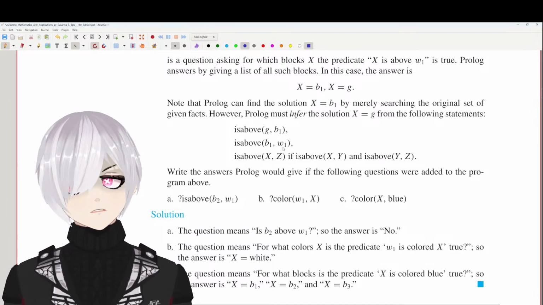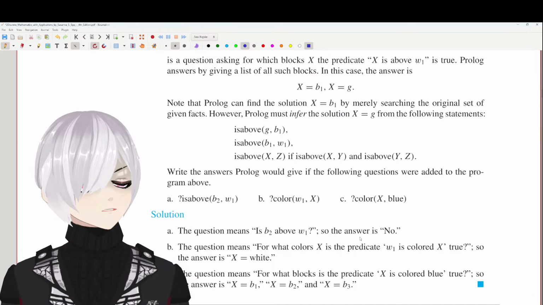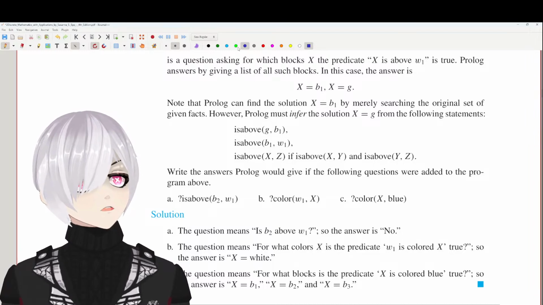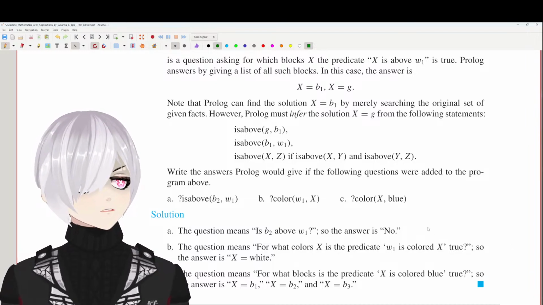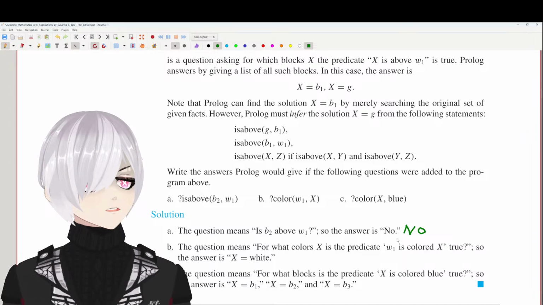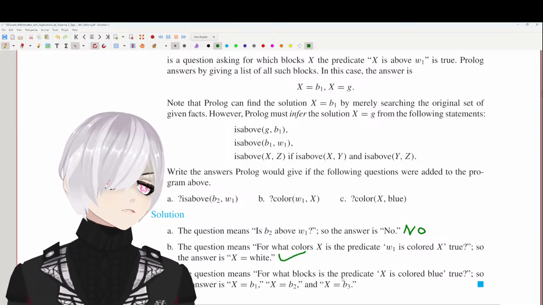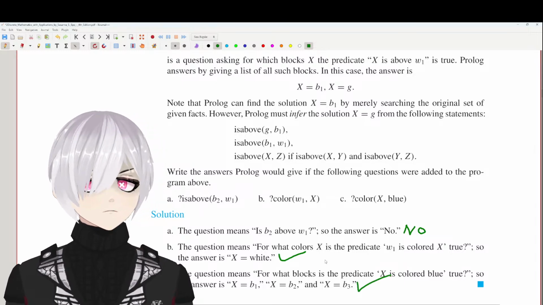So it says the question is B2 above W1. The answer is no. So you're right then. That assumes no by default. Interesting. And the rest were simple enough.